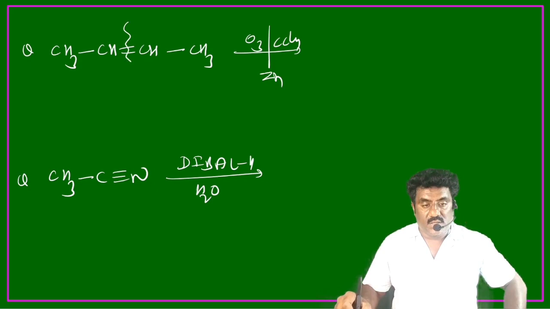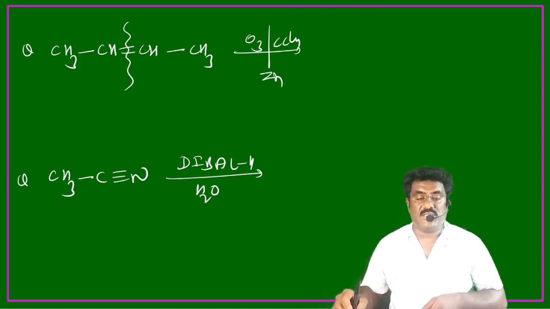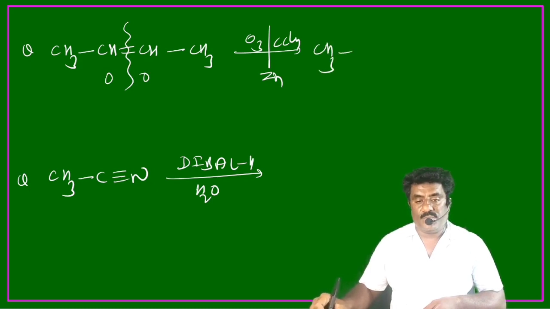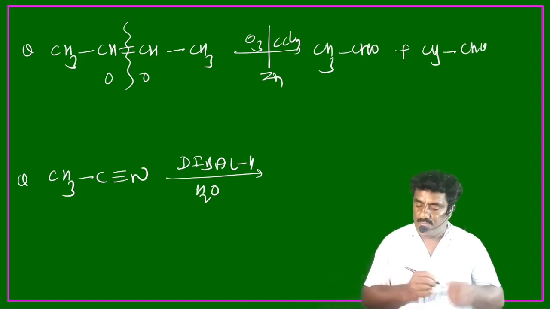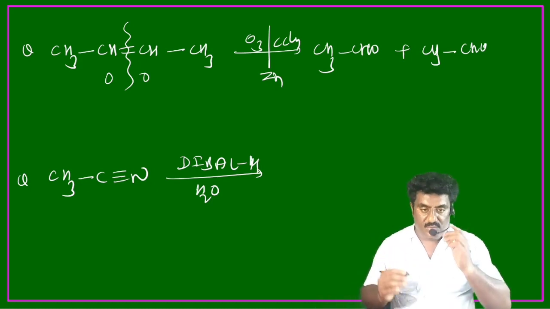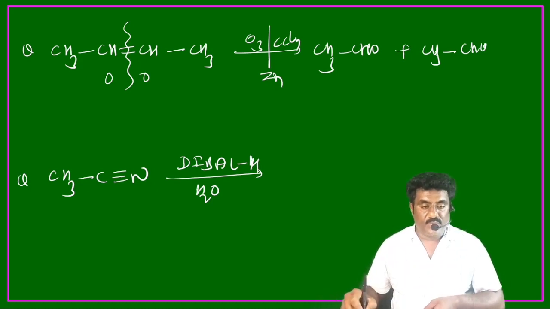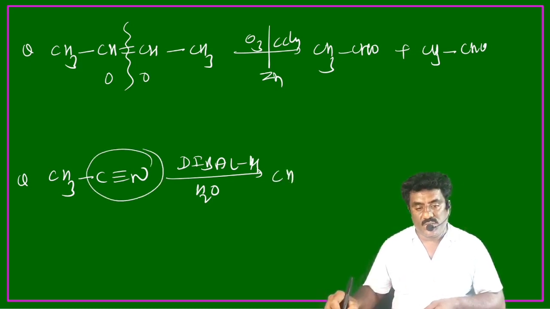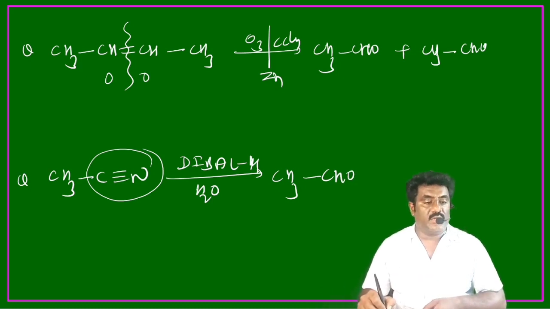See, this alkene system in the presence of ozonolysis, what is the product? It gives CH3CHO, yes, and CH3CHO. Then methyl cyanide in the presence of a hydride. What is the product? CH3 C triple bond N. This CN is converted to CHO, CH3CHO, by reduction. Have a look at the next question.